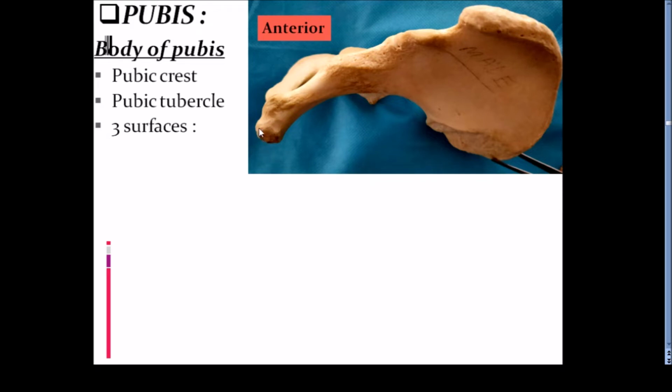This is the medial surface of the body of the pubis bone, and this is the upper end of the medial surface. From this upper end, if we go 1 centimeter lateral, we will find a tubercle. This tubercle is known as the pubic tubercle, and the linear elevation from the upper end of the medial surface to the pubic tubercle is known as the pubic crest, or the superior border of the body of the pubis bone.